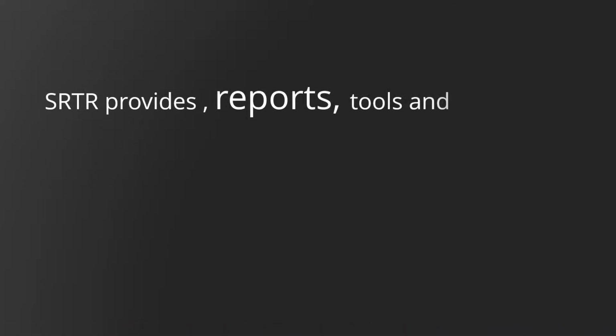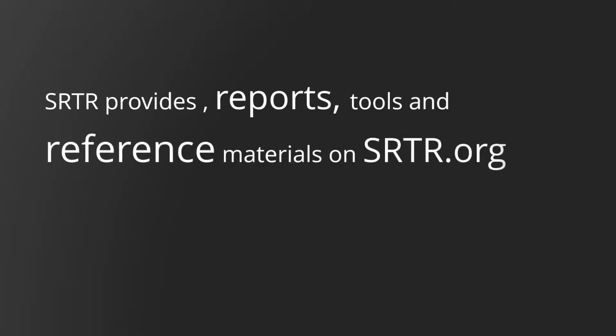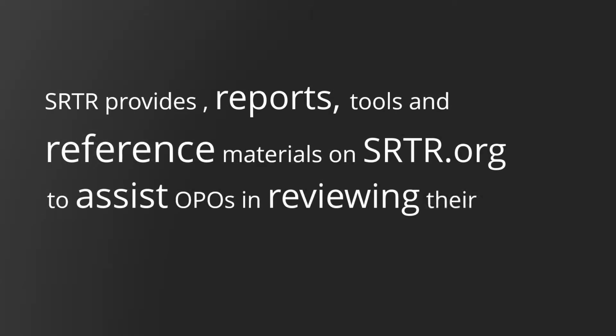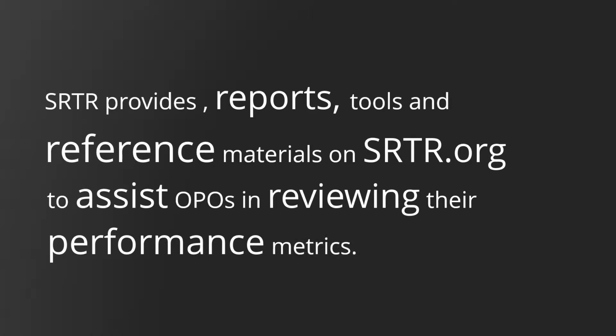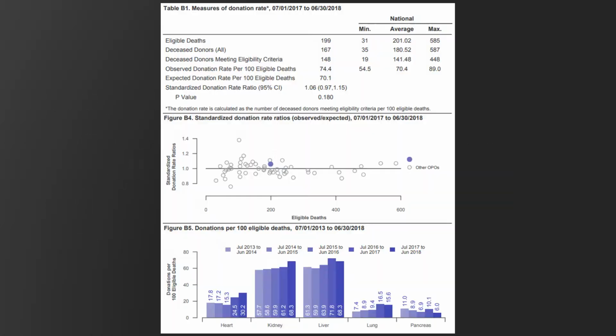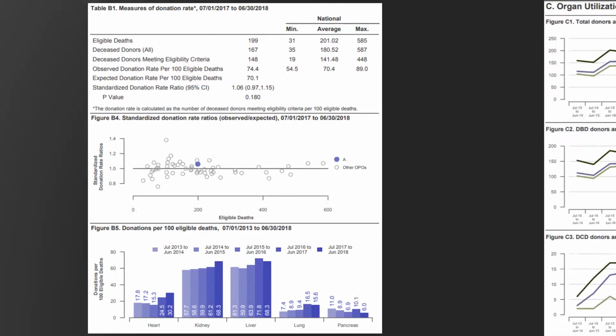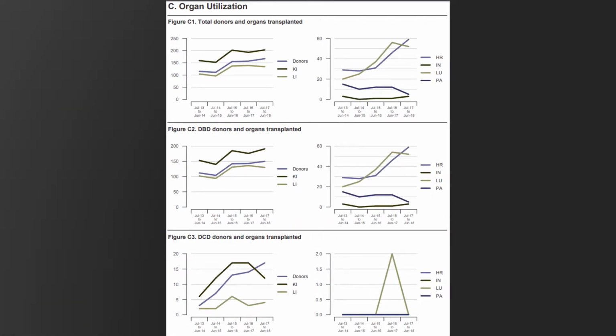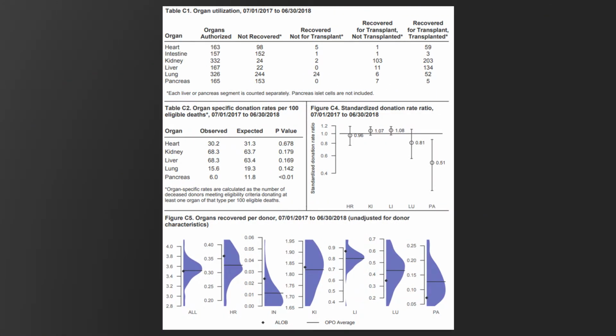SRTR provides reports, tools, and reference materials on srtr.org to assist OPOs in reviewing their performance metrics. The OPO-specific reports, or OSRs, are provided for organ procurement organizations to monitor their yield performance. They are developed utilizing data collected by OPTN through TIEDI forms, as well as from additional sources such as the Social Security Death Master File. New OPO reports are posted every 6 months.